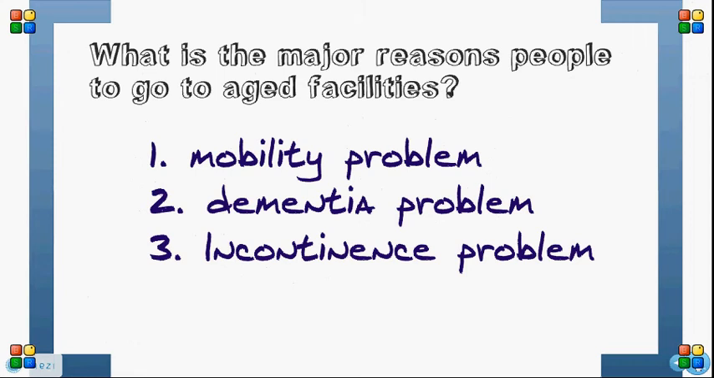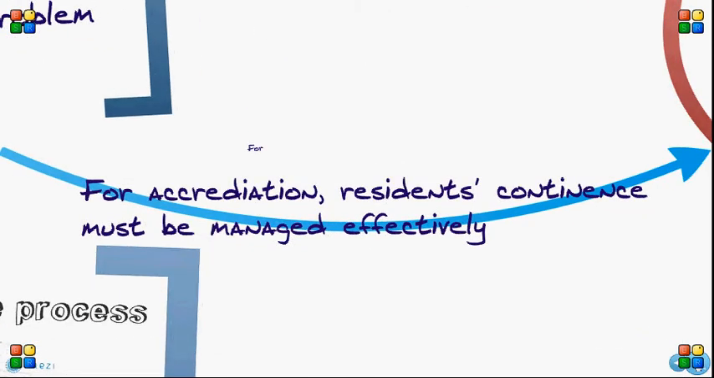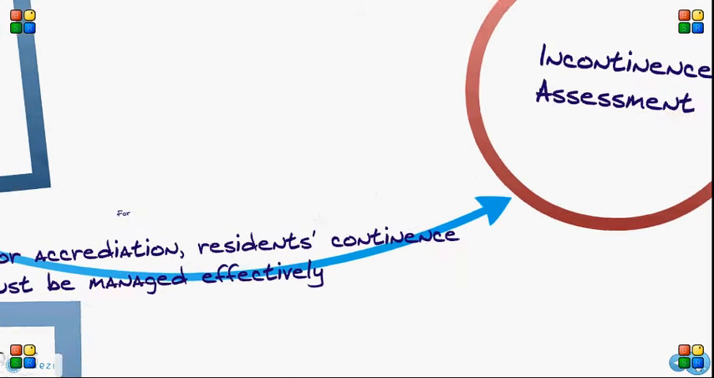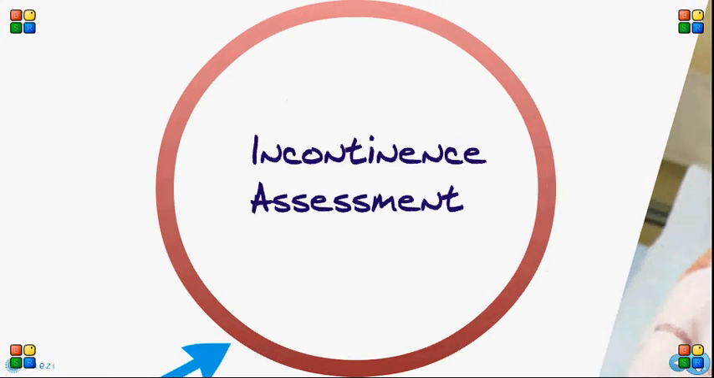The incontinence problem seems to be the third largest reason to put people into an aged facility, apart from mobility and dementia problems. An aged care home has standards which it must meet for accreditation. Currently, under these standards, resident continence must be managed effectively. There is a continuous need for performing incontinence assessment in order to plan better and personalize continence management.